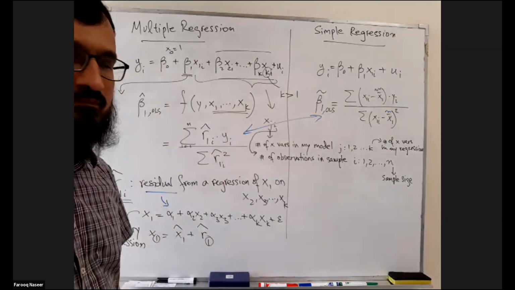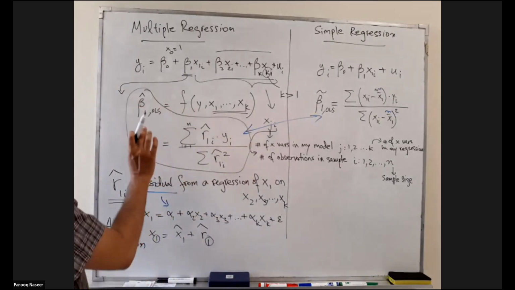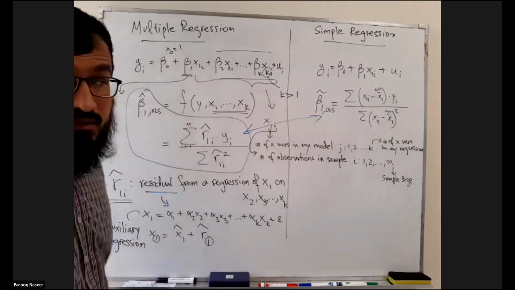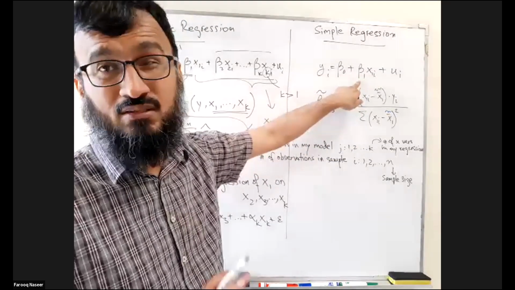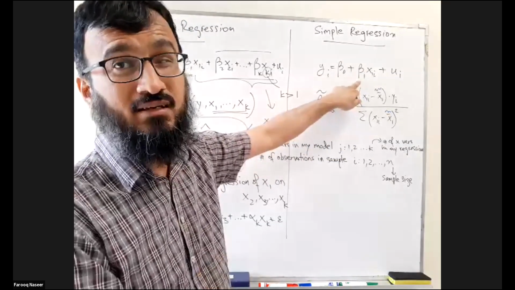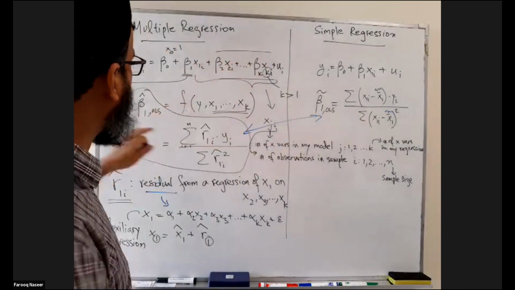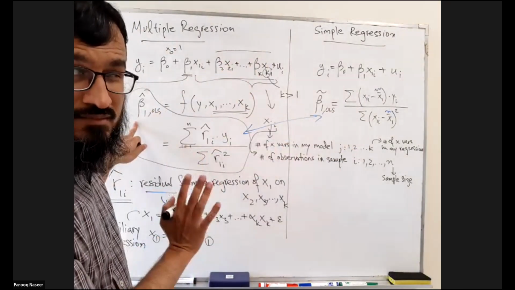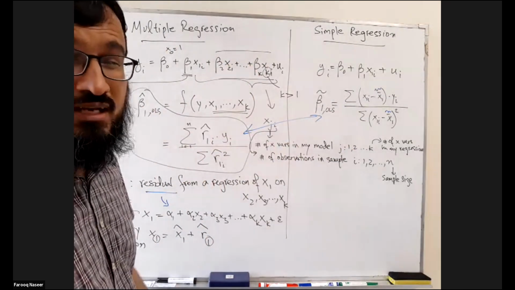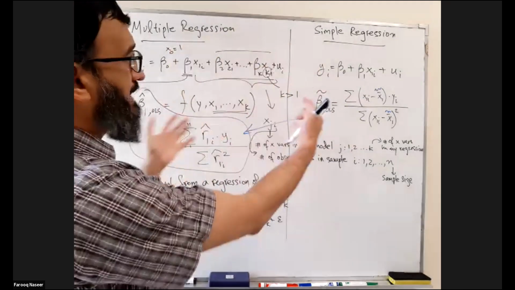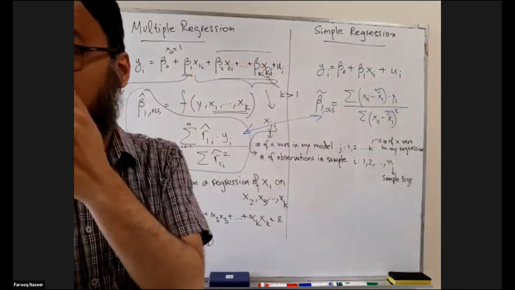So this formula over here is how we calculate beta 1 in a multiple regression. This formula over here is how I calculate beta 1 in a simple regression, where I don't have any other x variable in my model. When I have other x variables in my model, this is how I compute beta 1. This connection between the two formulas allows us to link the multiple regression and the simple regression.